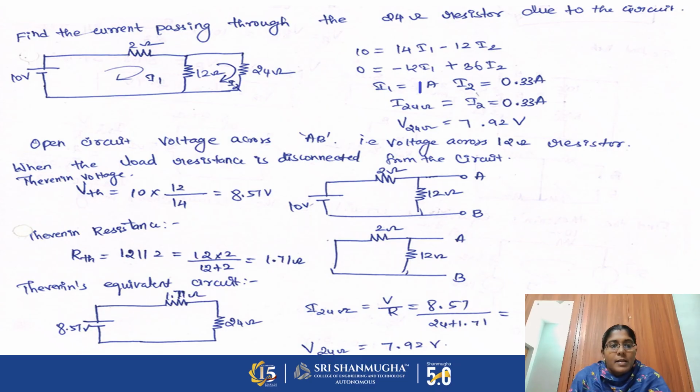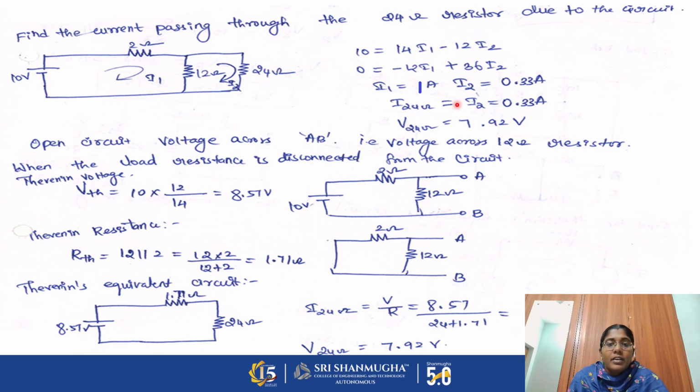So let's look at an example for Thevenin's theorem. The given problem statement is to find the current passing through the 24 ohm resistor due to the circuit. So we need to analyze the 24 ohm resistor here, which is considered as the load resistor. Before going into Thevenin's theorem, we can verify whether the answer is right or not by using normal mesh analysis. Using normal mesh analysis, we can find the current flowing through the 24 ohm resistance.